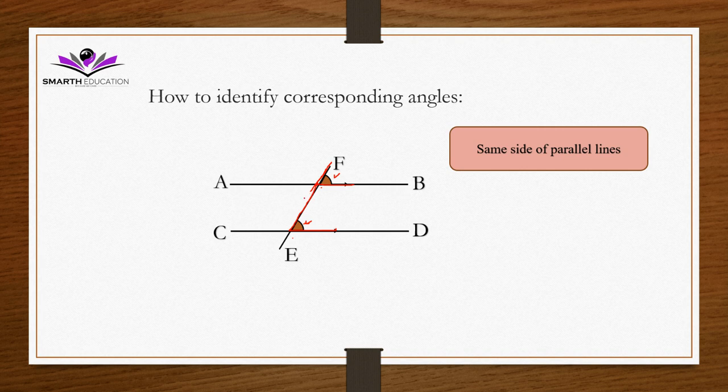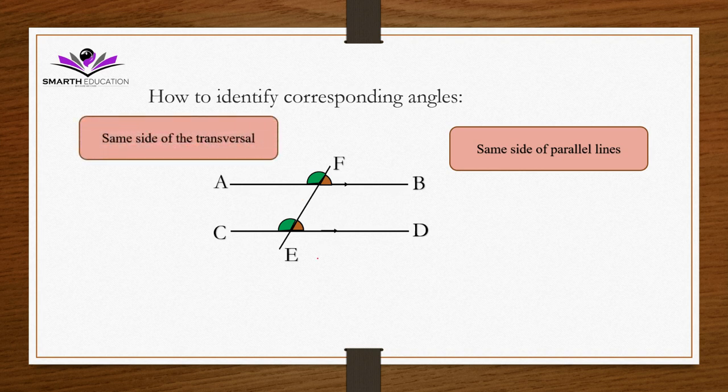Also, you can see that corresponding angles are on the same side of the transversal. Our transversal there is EF, so corresponding angles are on the same side of the transversal. Here we have the two corresponding angles on the left hand side of EF.